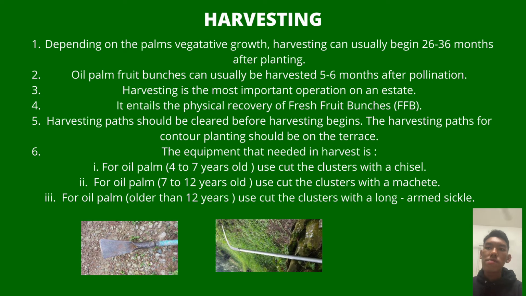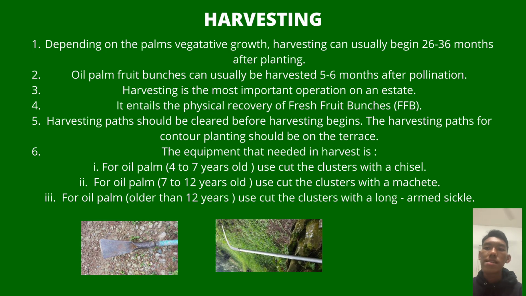Depending on the palm's vegetative growth, harvesting can usually begin 26 to 30 months after planting. Oil palm fruit bunches can usually be harvested 5 or 6 months after pollination. Harvesting is the most important operation on an estate. It is the physical recovery of fresh fruit bunches, that is FFB. The harvesting path should be cleared before harvesting begins. The harvesting path for contour planting should be on the terrace.